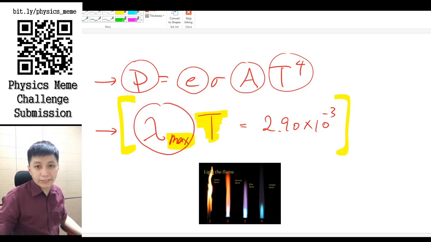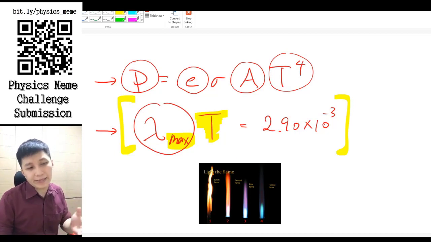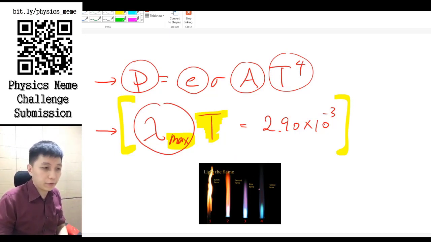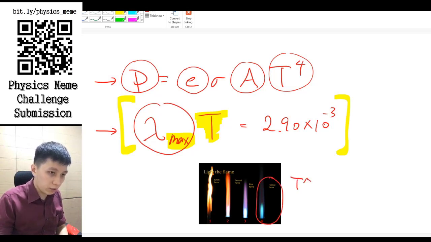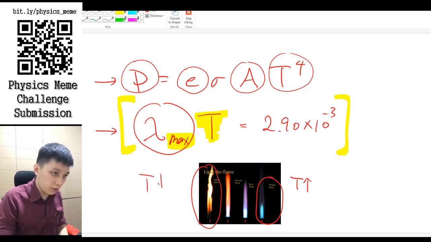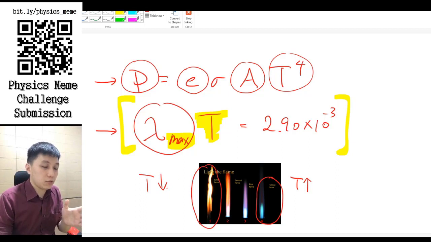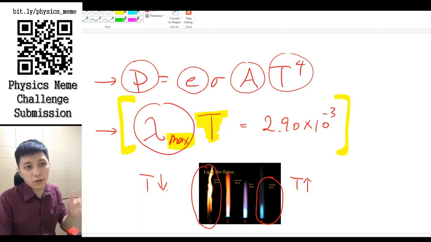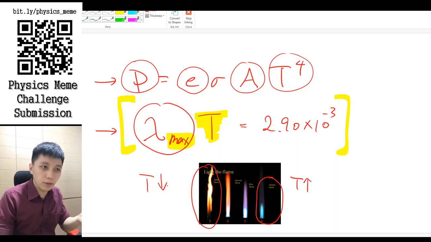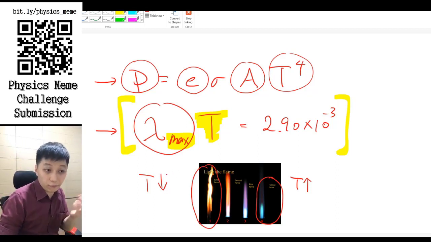Let's check Wien's law by applying it to the Bunsen burner first. As we said, the blue flame will have a greater temperature while the yellowish flame will have a lower temperature. Again, this is done by measurement. It's nothing to do with a prediction from Wien's law. We simply use a tool, it could be a thermocouple, to measure its temperature, and we find out blue is really higher.